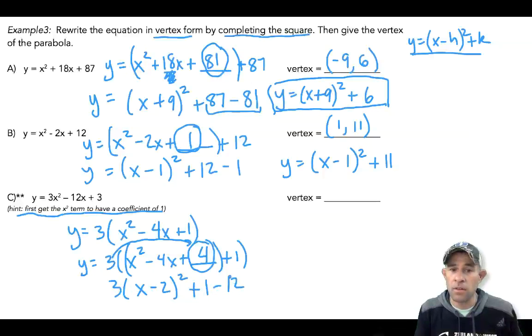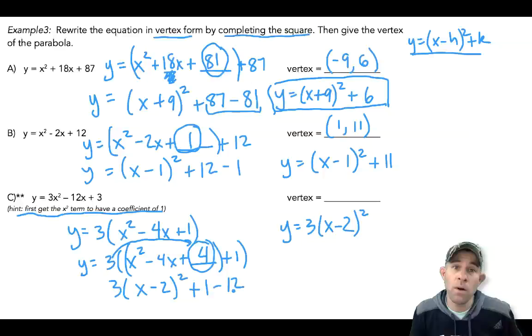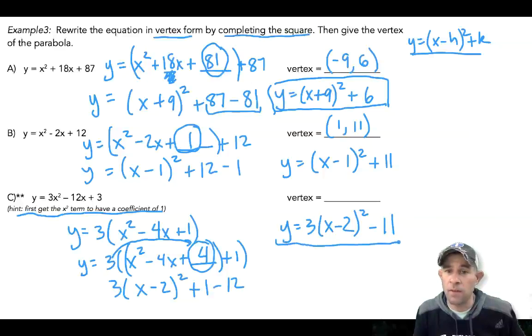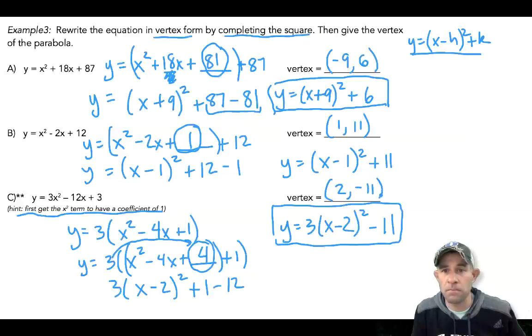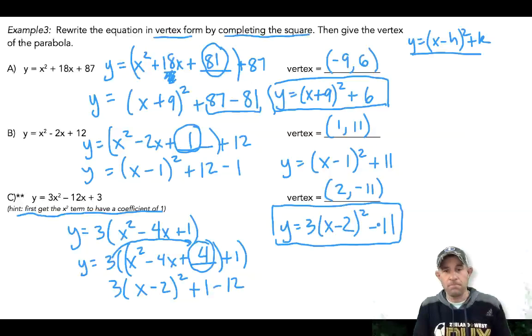All right, now let's simplify everything. Our equation is y equals 3 times x minus 2 quantity squared. And if I have a 1 and a negative 12, that's going to give me negative 11. So again, I have my vertex form of the equation, and I should see that the vertex here is x minus h, which my h would be 2, and now it should be a plus k, and the only way to get plus k out of a negative 11 is if this is a negative 11. So there's the vertex of that equation, y equals 3 times quantity x minus 2 squared minus 11.